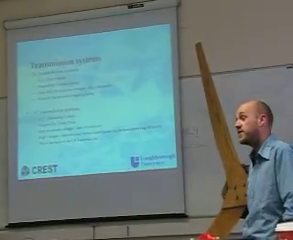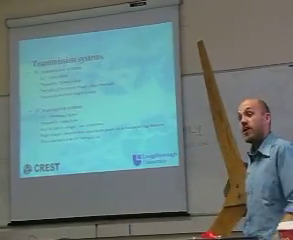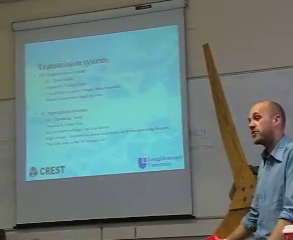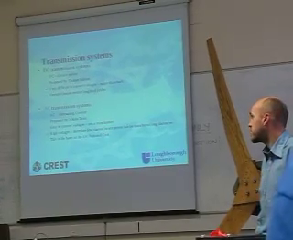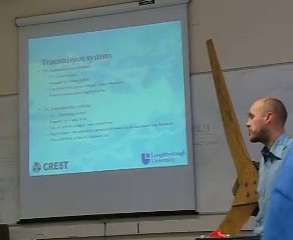Our system in the UK transmits at various voltages around the UK, up to 400,000 volts. That's our super grid, at 233 and 400,000 volts.